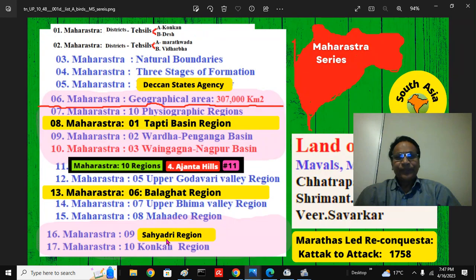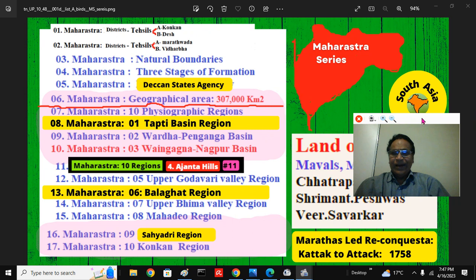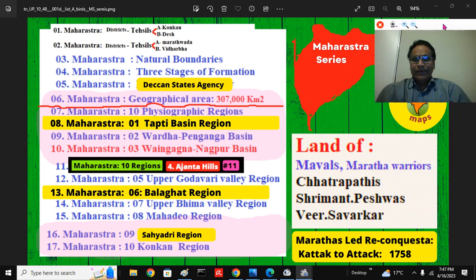This is our fascinating Maharashtra series, you are aware, at South Asia Maps, and we already looked in the previous presentation 7 at the 10 physiographic regions. I listed all the 10, and today we are talking about the first part of it, that is the Tapti Basin, Tapati River Basin. Why is Maharashtra so important?